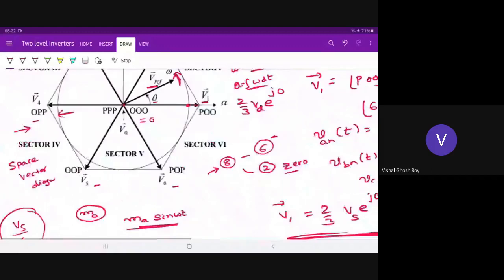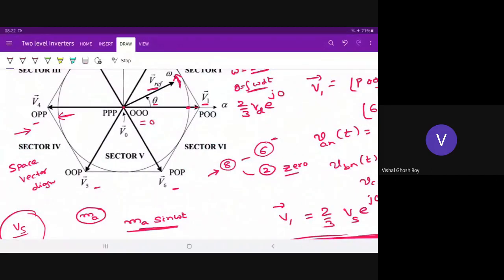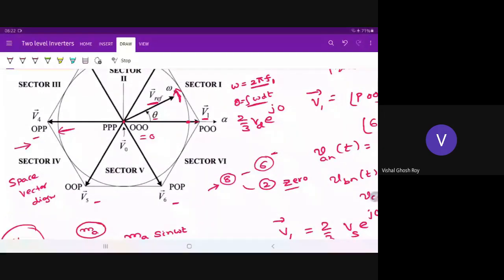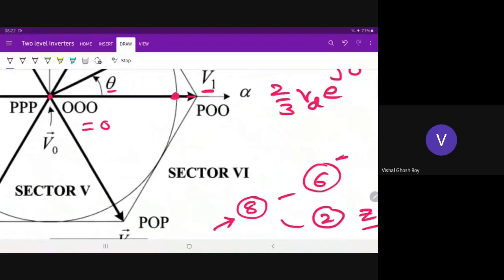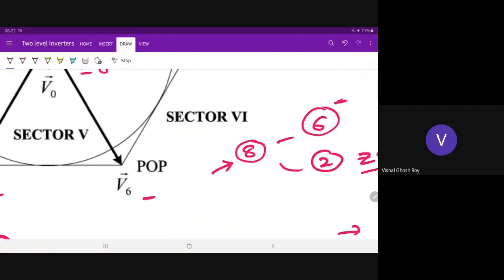So this is the main advantage over sine PWM: with lesser voltage, we can obtain more output on the AC side. Clear? This is the maximum output voltage in the linear range. Once it is crossed, that is, beyond MA equal to 1, this region is the over modulation region.